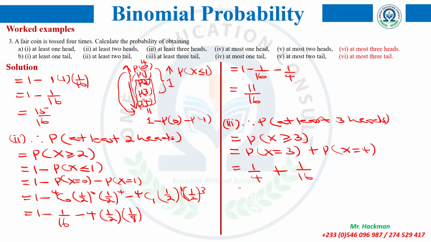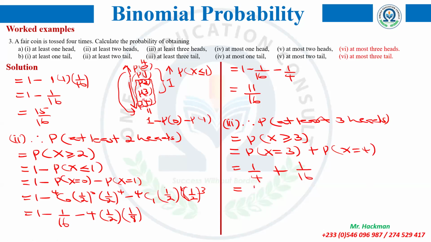Which in effect will give us, I'm waiting for the final answer. Otherwise, if you haven't done it, then we need to do 4 combination 3 into half to the power 3, half to the power 1, plus 4 combination 4, half to the power 4, half to the power 0. Then you proceed. All correct? Okay, so now let's go.